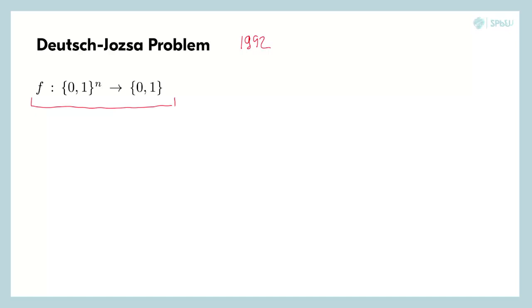A balanced function is such a function that returns equal amounts of ones and zeros. So the question is the same as in Deutsch's problem. Which case of these do we have? Is this oracle function constant, or is it a balanced function?